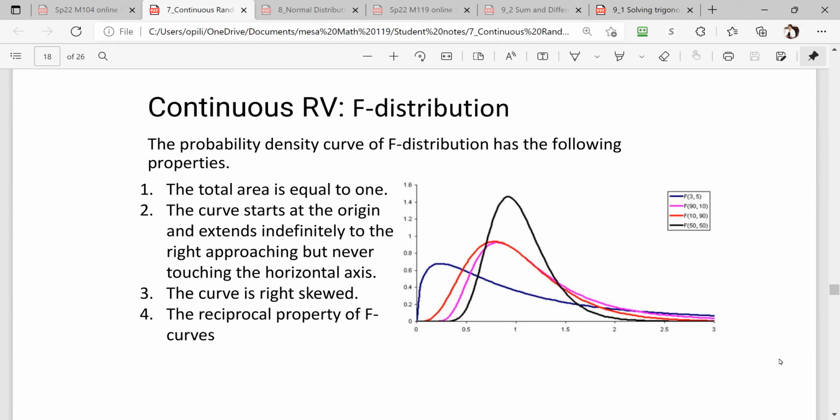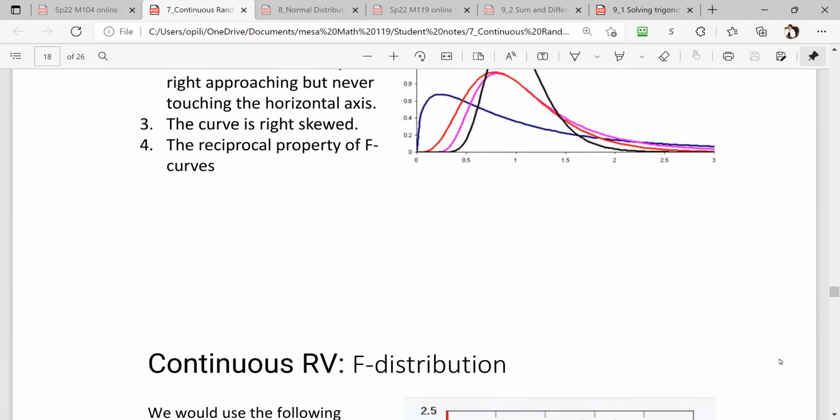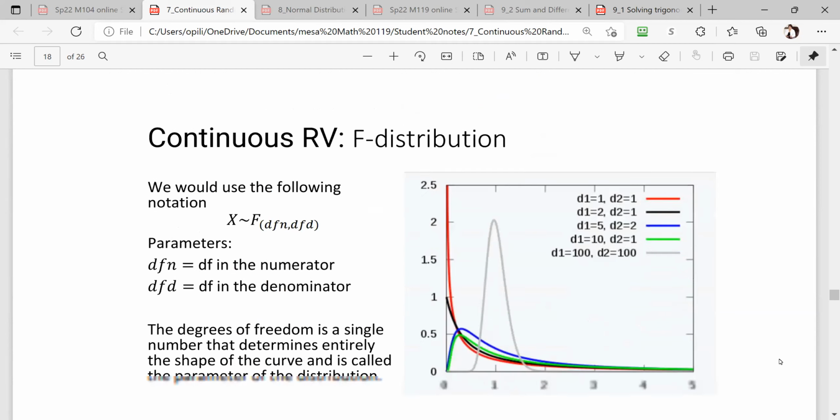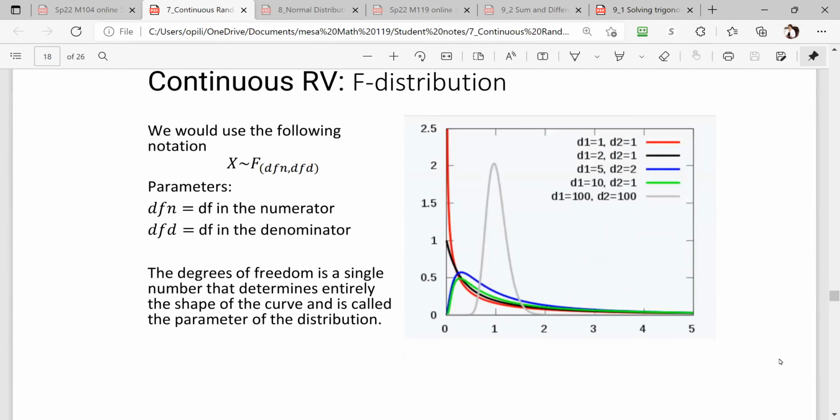So it is skewed to the right, and it has the reciprocal property of F curves. Now, that is not important for our class. What's important to know is that your F distribution has 2 parameters instead of just 1 parameter. So for t and chi-square, we had only 1 parameter, degree of freedom. And for F distributions, we're going to have 2 parameters.